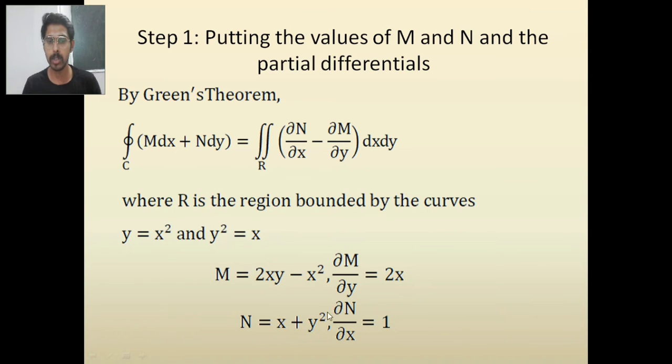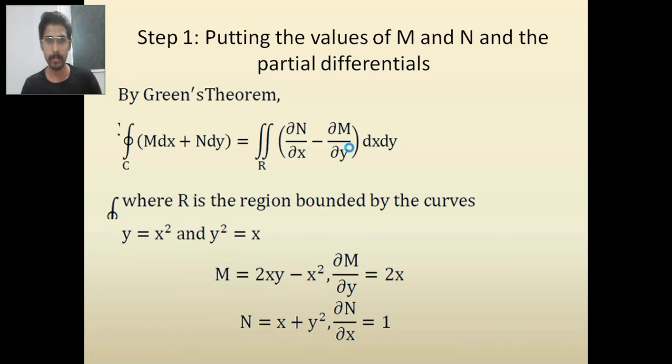Again, the differentiation of this one will be 0 because there is no x component. So only this differentiation will give you 1. So these are the two different values. So in total we have got ∂M/∂y and ∂N/∂x. Now we can simply put it into Green's theorem in this particular space and get on with the process. But before that, one more thing we need, that is the path of integration.